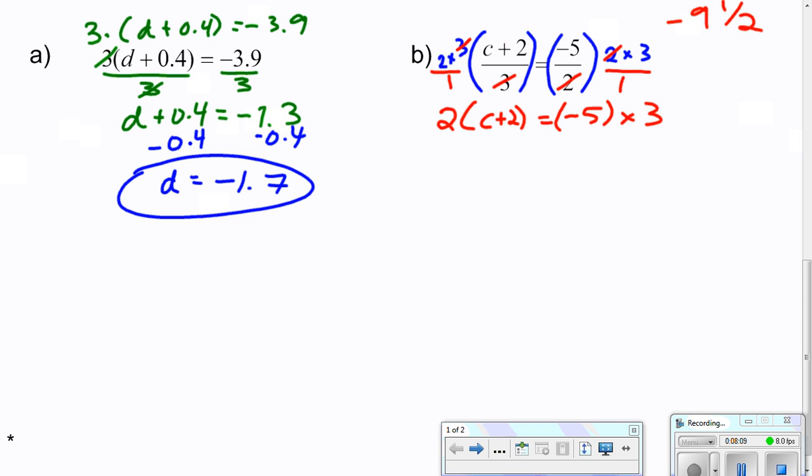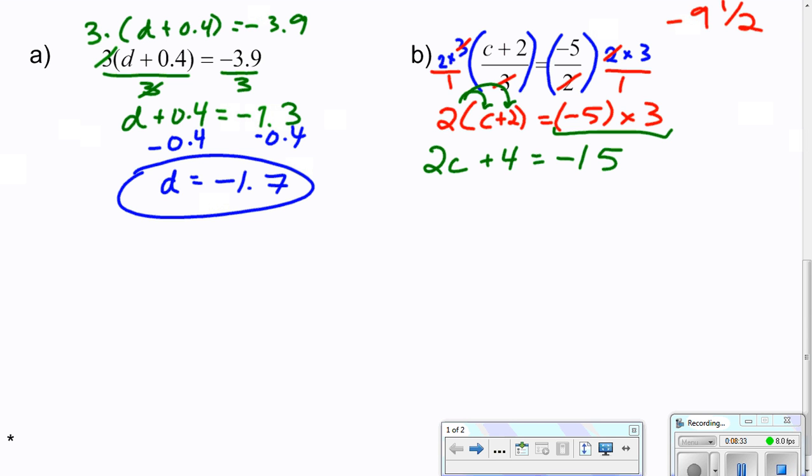No more fractions. I do have a coefficient now that I need to distribute, but fractions are gone. And fractions are usually the thing that give you guys the most headache. So now I'm going to distribute. I'm going to go 2 times c and 2 times 2. So we get 2c plus 4 equals negative 15. I just multiplied those two.